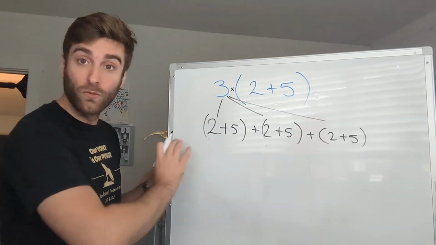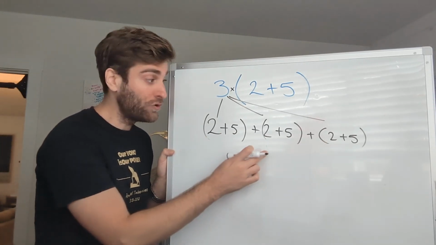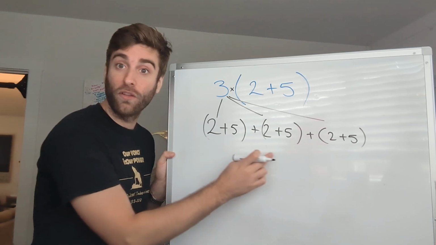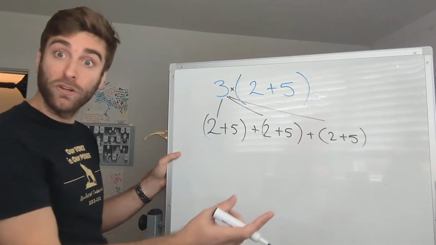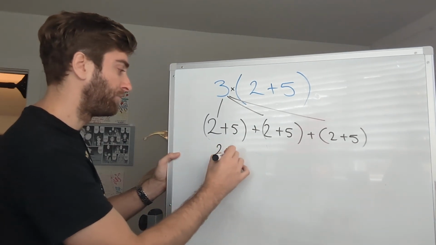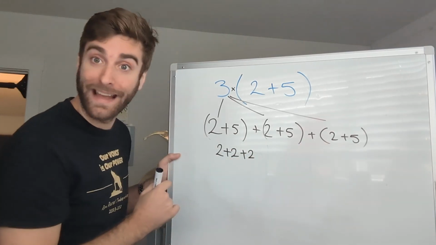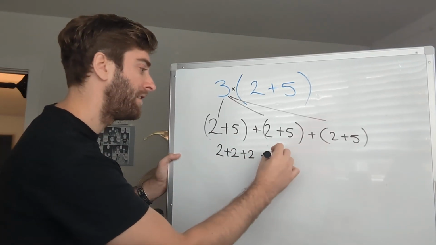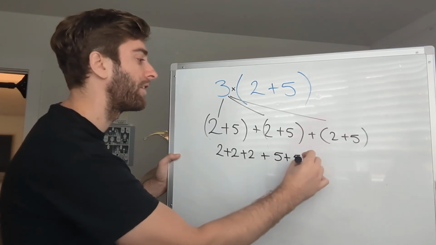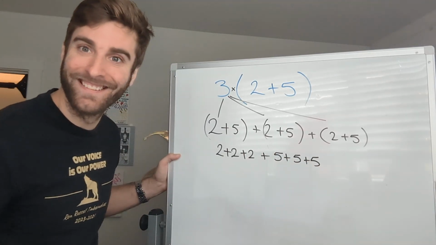Or I could write it out a different way and just put all the 2's next to each other and all the 5's next to each other. So it can look just like this. 2 plus 2 plus 2, right? There's 3 2's. They're all being added up. And 5 plus 5 plus 5.